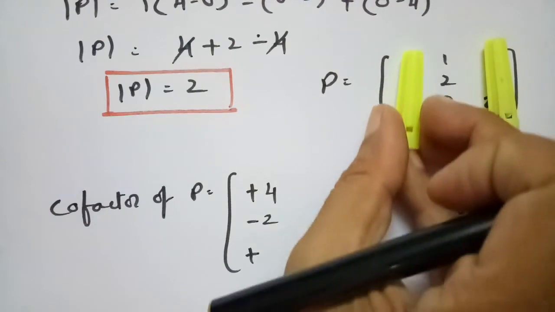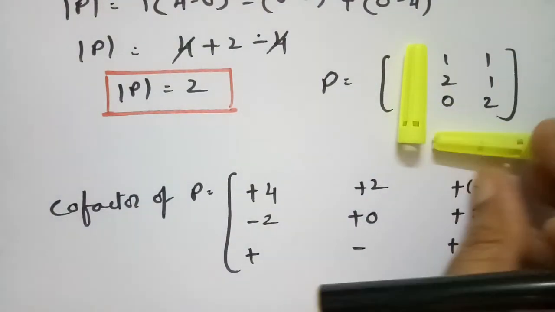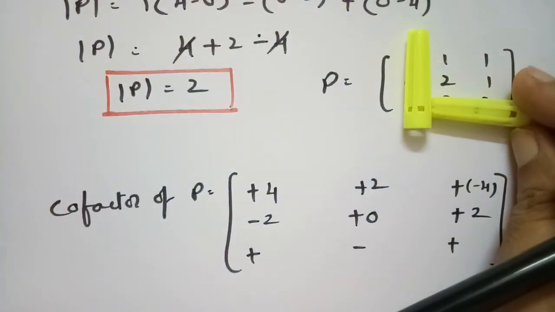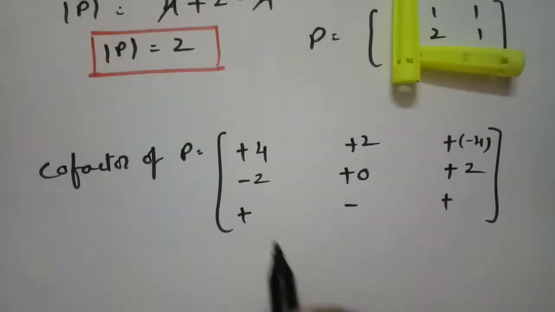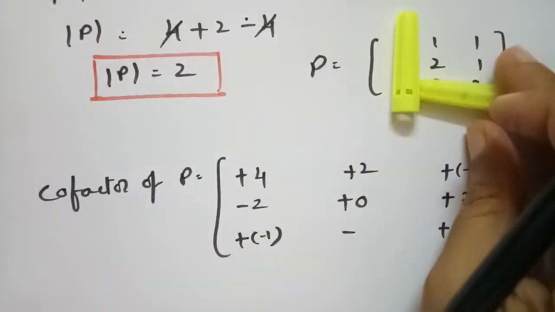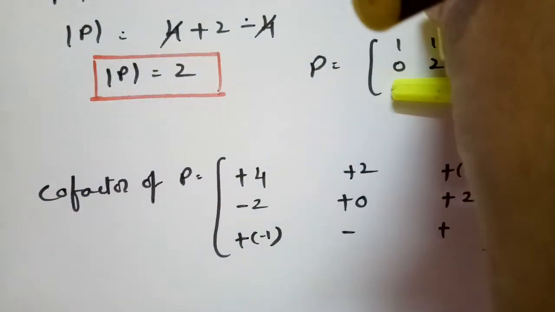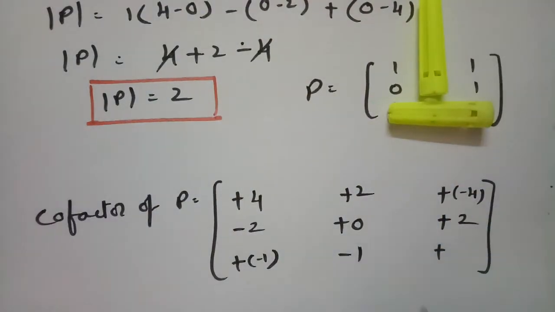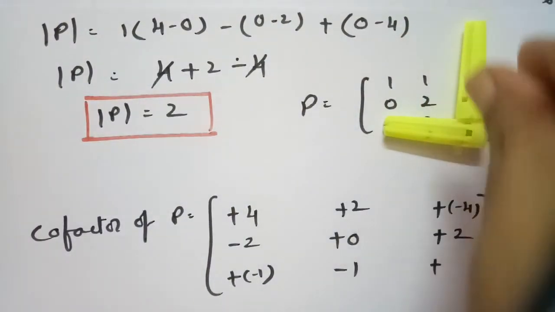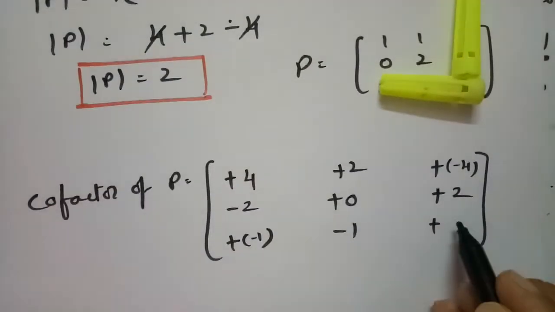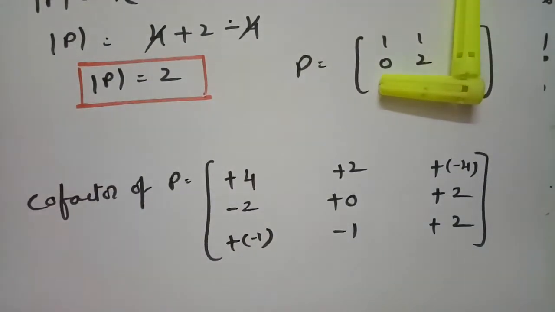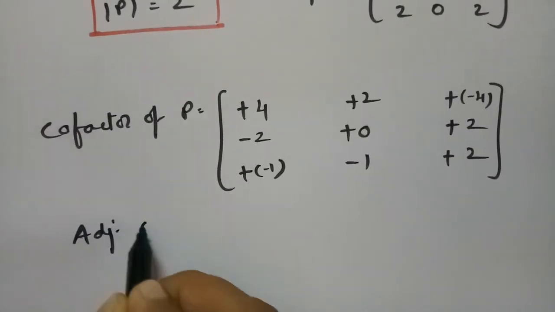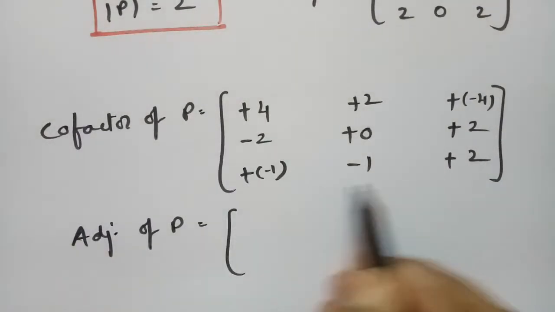And for this position we have to close this row as well as this column. So this will be 1 minus 2, which is minus 1. And again for this position we close this row as well as this column, and this will be 1 minus 0, which is equal to 1. And for this position, this is 2 minus 0, so this will be 2. And after getting the cofactor matrix, we have to find the adjoint of P. So adjoint of P will be the transpose of this.